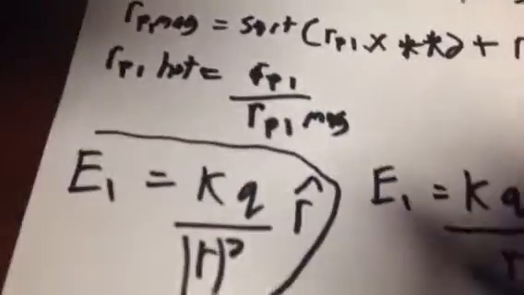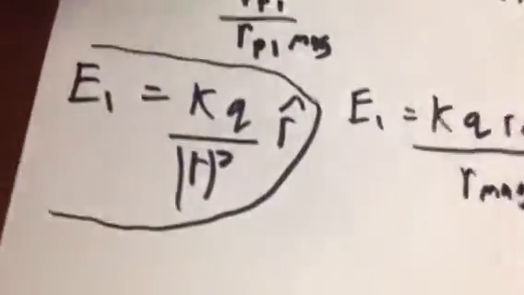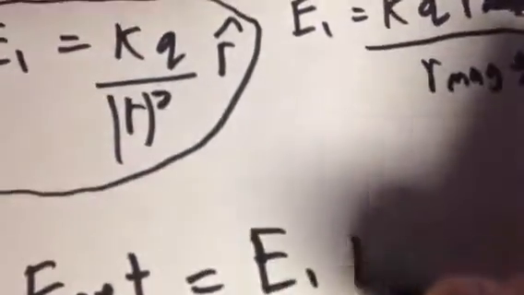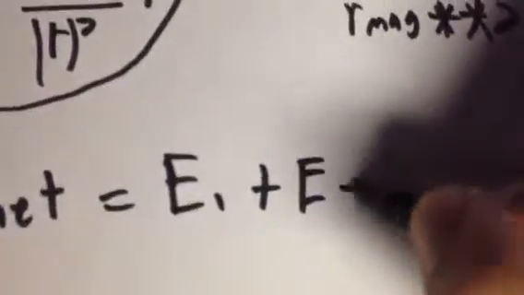And then you're now going to find E net. Once you find E1, E2, and E3, they are all now defined by the computer, and you can just go Enet equals E1 plus E2 plus E3.